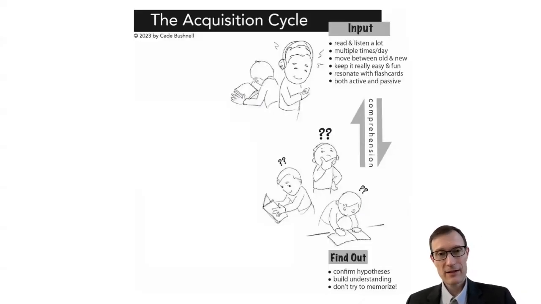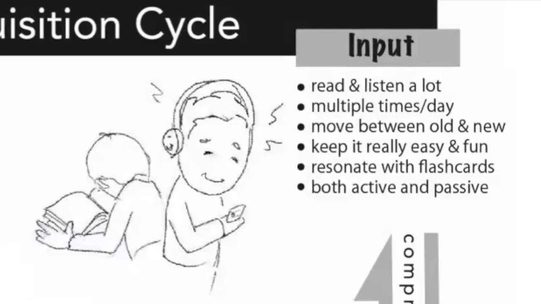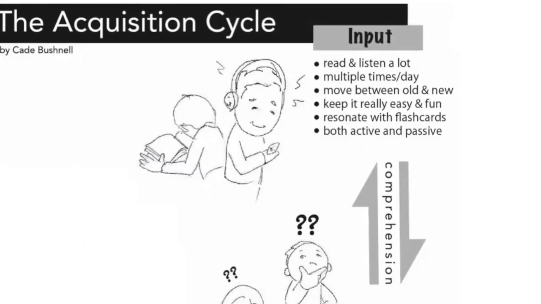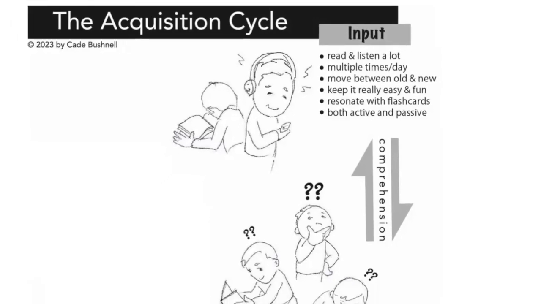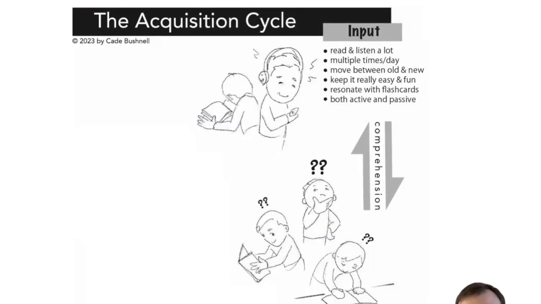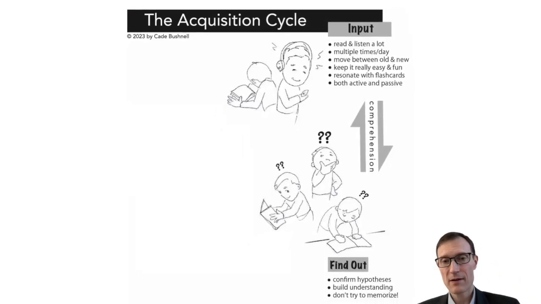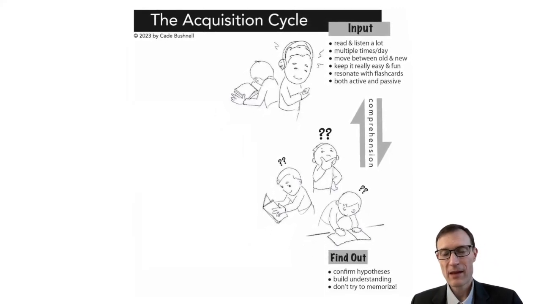So there's what I like to call the acquisition cycle. Okay, the first part of this cycle is that we have input, which again, this is listening and reading a lot. And we're going to talk about some of these activities in the next part of this series. And then finding out. Okay, so if you had something that you didn't understand, you're going to find out what it meant. And it's kind of a cycle between these two things.